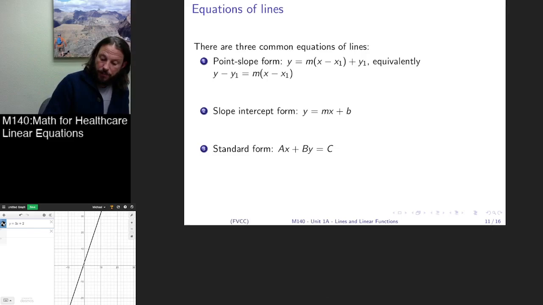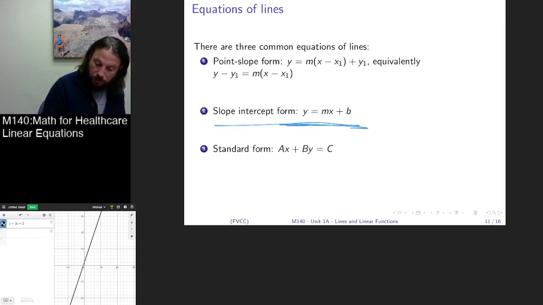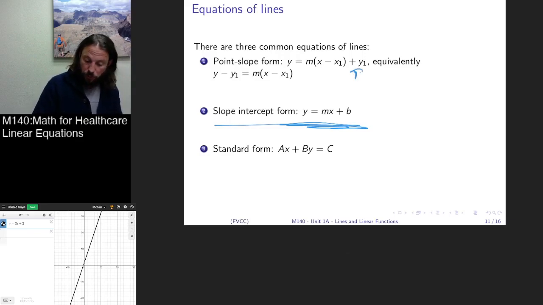And there are 3 common equations. I think you're probably most used to the slope-intercept form, y equal to mx plus b. It's nothing different, it's just using the formula for slope. We have the point-slope form, so y minus y1 equal to m times x minus x1. Or equivalently, this other one here, where we just move the y1 to the other side. And then standard form. Each has its own uses. The standard form looks like ax plus by equal to c.